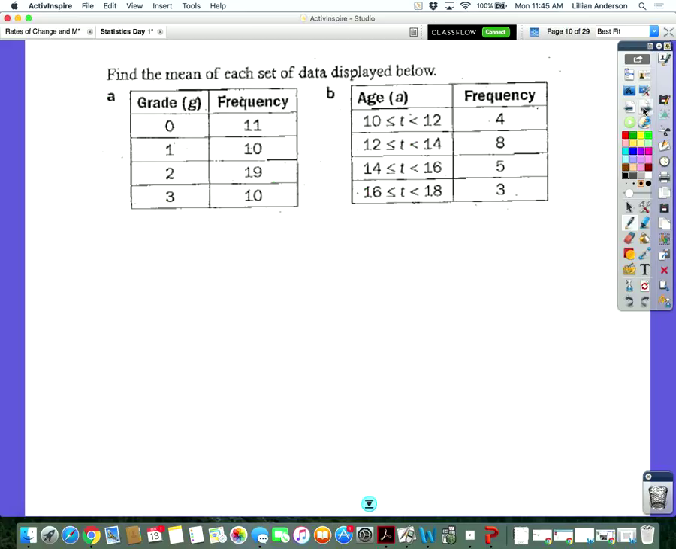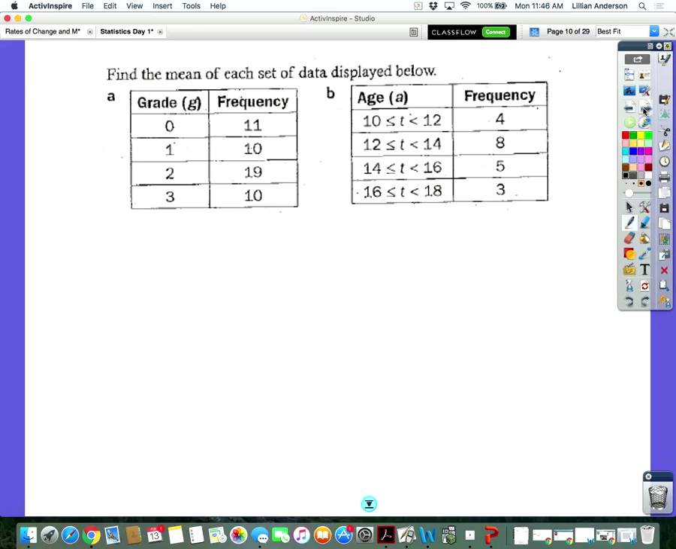These are your basic ones. If they ask you to find the mean when you have a frequency table, you need to take into account that a frequency tells you how many times the numbers show up. So you have 11 zeros, 10 ones, 19 twos, and 3 tens. And 10 threes.